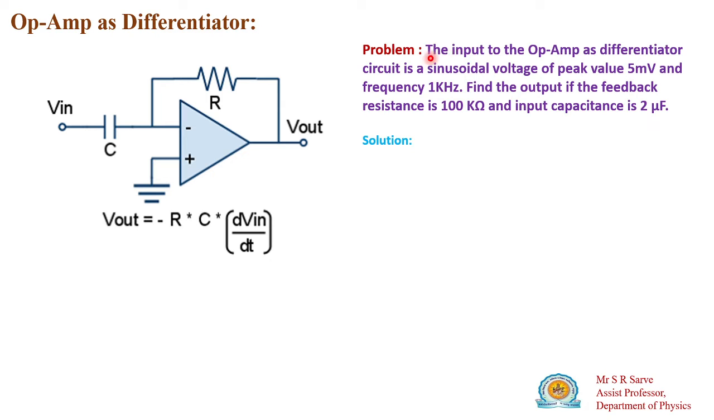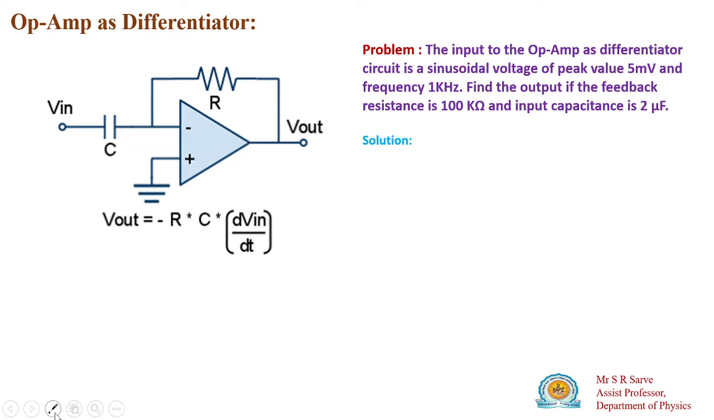The problem says the input of the operational amplifier as a differentiator circuit is a sinusoidal voltage. So you have applied a sinusoidal voltage at the input, such that the peak value is 5 millivolt. Okay. And the frequency is 1 kilohertz. Find out the output if the feedback resistance is 100 kilo ohm and the input capacitance is 2 microfarad. Okay. So how to solve this problem?